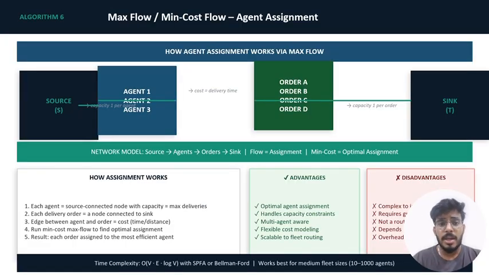Finally, MaxFlow handles the agent assignment problem. We build a network, source to agents, agents to orders, orders to sink, and run min-cost MaxFlow to optimally assign each delivery to the most efficient agent. It's ideal for multi-agent dispatch with fleet capacity constraints. Its advantages are optimal agent assignment, it handles capacity constraints, is multi-agent aware, has flexible cost modeling, and is scalable to fleet routing.